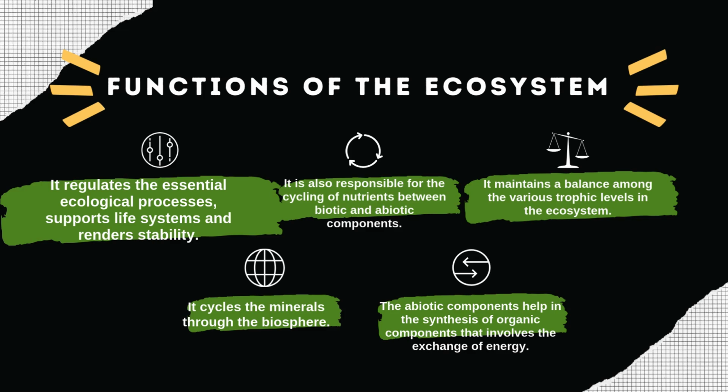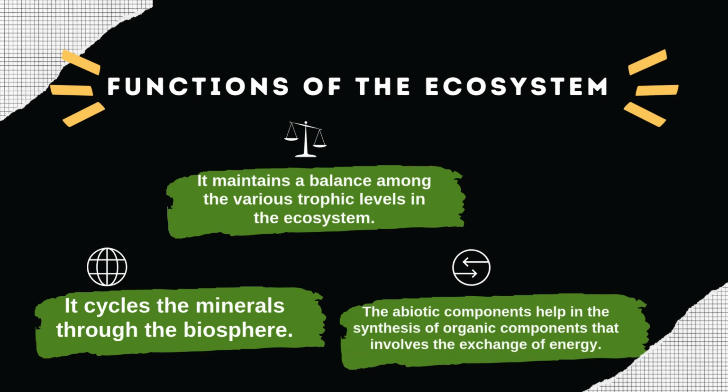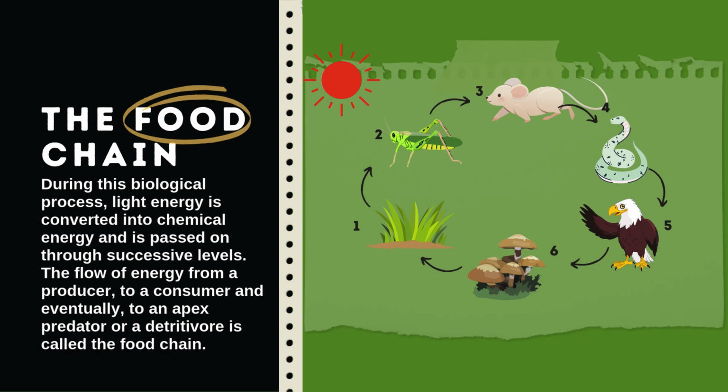Functions of the ecosystem: it regulates the essential ecological processes, supports life systems, and renders stability. It is also responsible for the cycling of nutrients between biotic and abiotic components, and it maintains a balance among the various trophic levels in the ecosystem. It cycles the minerals through the biosphere. The abiotic components help in the synthesis of organic components that involves the exchange of energy.